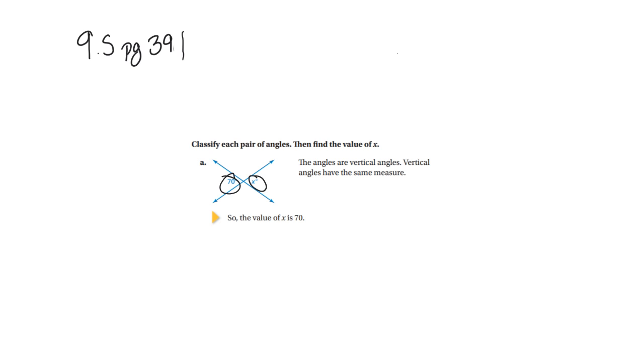And also, opposite angles are vertical. So two parts to this answer. You should have had vertical angles, and you should have had x is 70. Let's do another one.